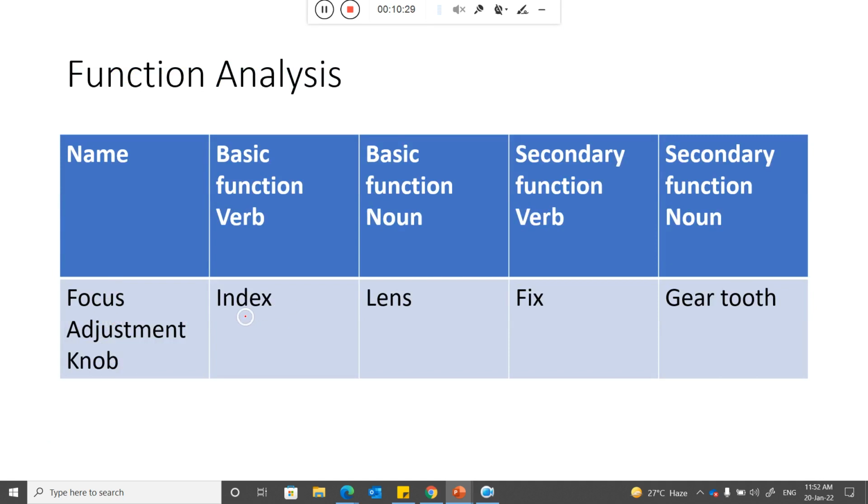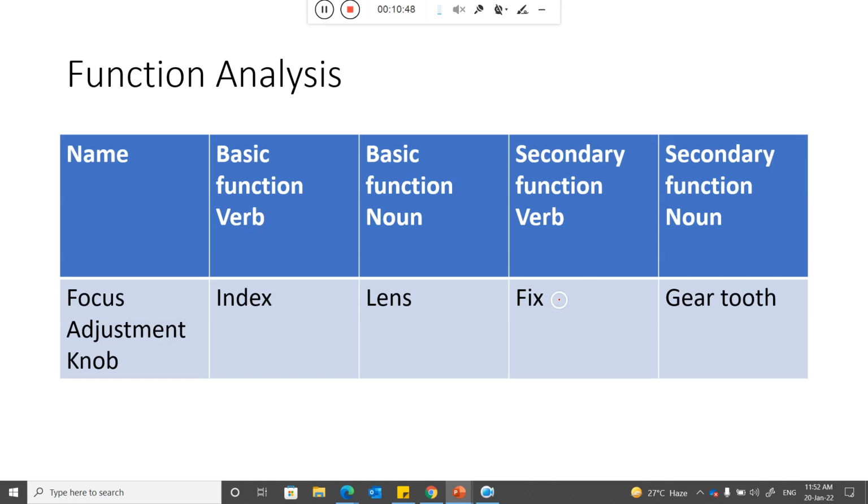What is the basic function? That is the verb, index. What is the basic function noun? Indexing means we adjust, actually you can also use adjustment, and the basic function noun is the length. So adjust length, index length.